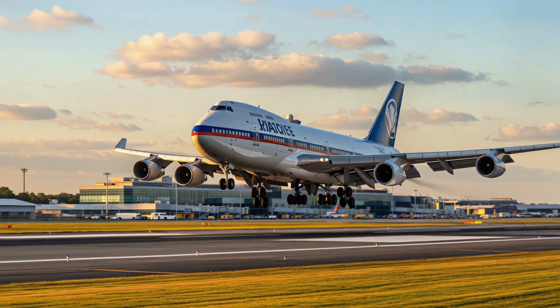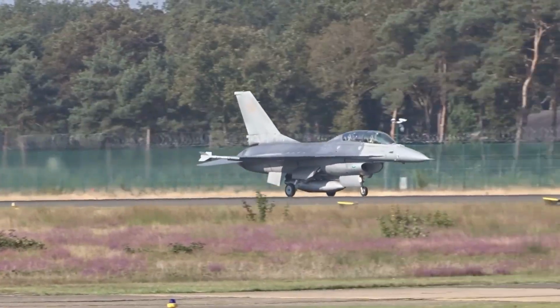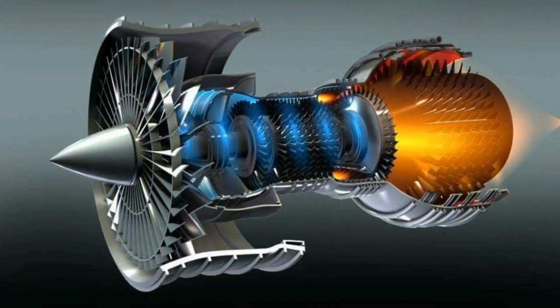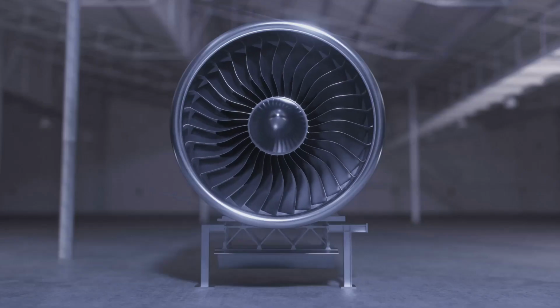Turbofan engines are a type of jet engine commonly used in commercial aviation and in some military aircraft too. They are designed to provide high thrust while maintaining fuel efficiency. Here's a detailed breakdown of how turbofan engines work.